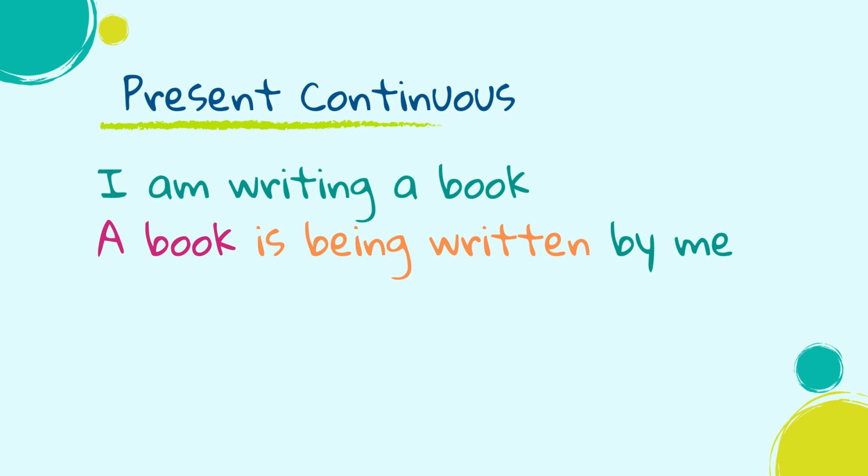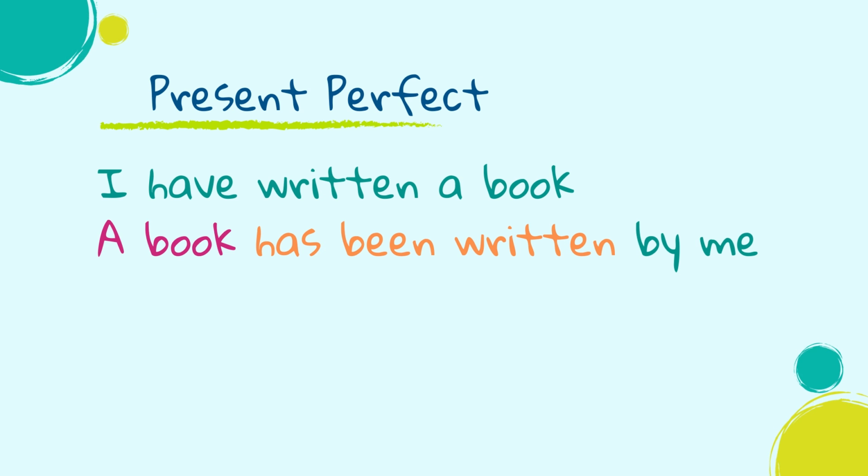Alright, so this is the passive form of the present continuous sentence. From I am writing a book becomes a book is being written by me. Let's see the next tense, that is present perfect. The combination of present perfect is using have or has, and then followed by verb 3 or past participle, written. So I have written a book.